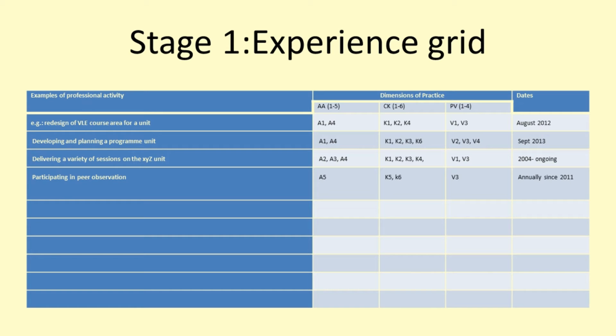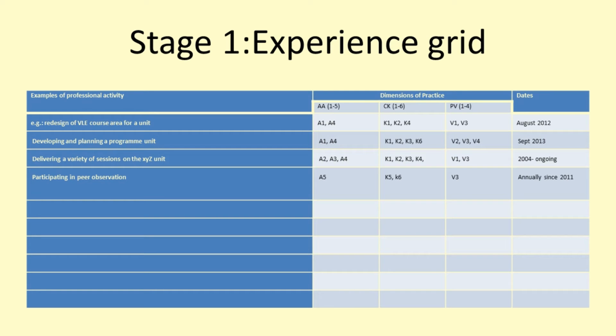So if we take a look at the top example here, you may have been involved in redesigning the VLE course area for a unit you're involved in teaching. This cross-references with AA1, AA4, K1, 2 and 4 and V1 and 3, and this was completed in August 2012. You can continue breaking down your role into smaller examples of professional activities and cross-referencing them as you're going through.